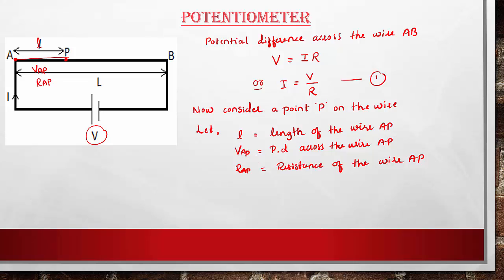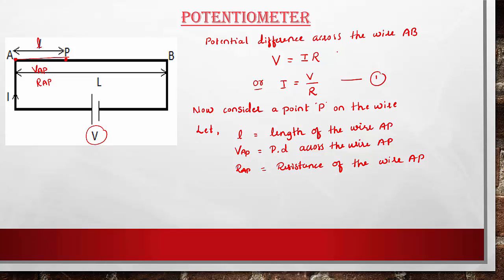VAP indicates potential difference across the wire AP, and RAP indicates resistance of the wire AP. We consider only the part of the wire that is from A to point P. Now we can write potential difference across the wire AP.